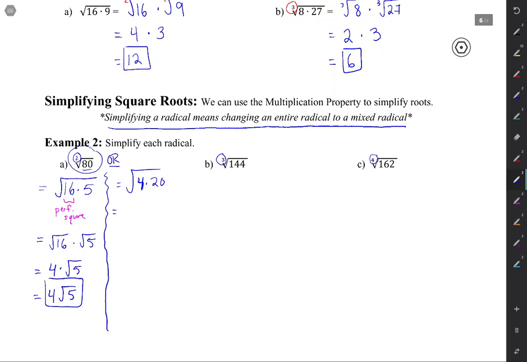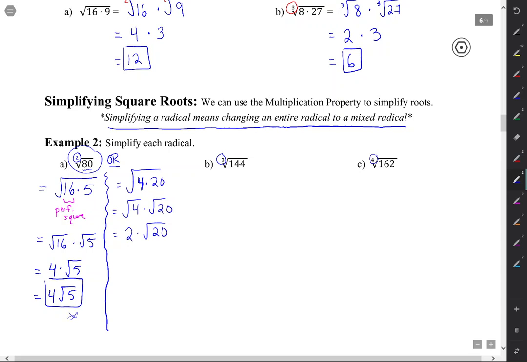So now let's apply that multiplication property. We would have the square root of 4 times the square root of 20. And we do know how to take the square root of 4, which is 2, and then we would have 2 times the root of 20. Now you're probably thinking, well, that doesn't equal 4 root 5 that we have over here. However, let's look at this root 20. We can continue simplifying this.